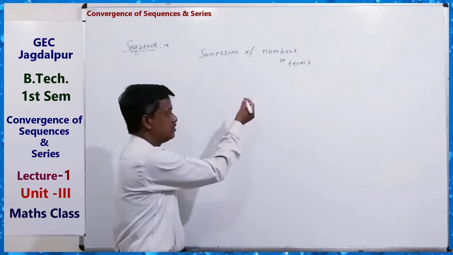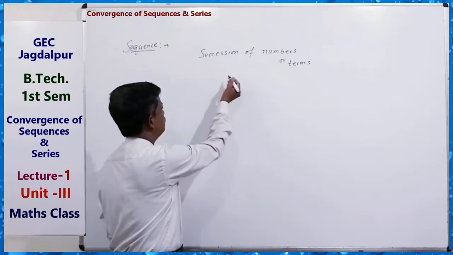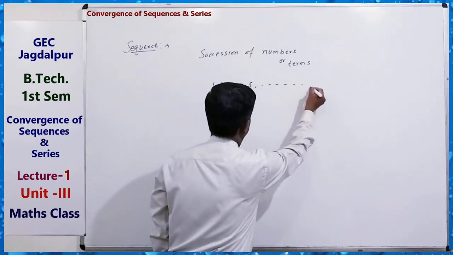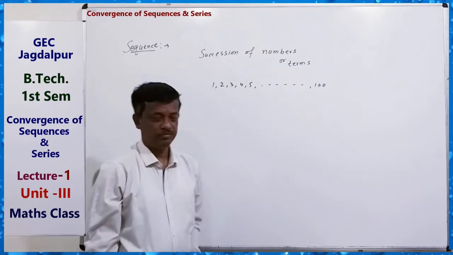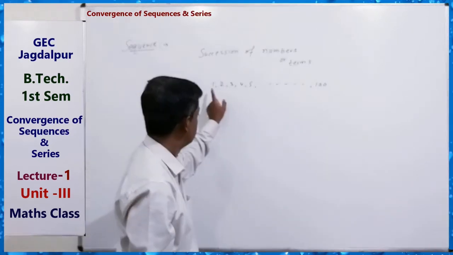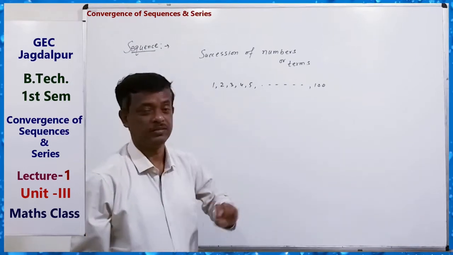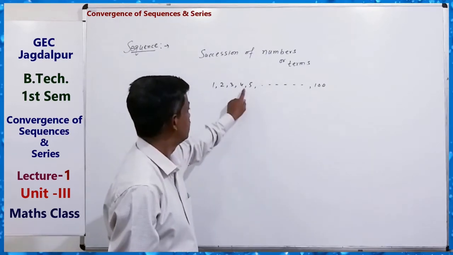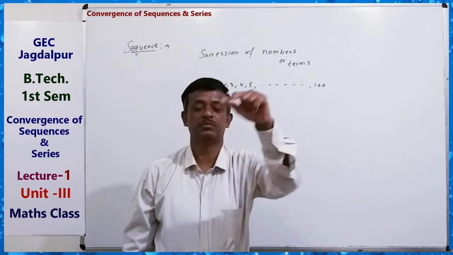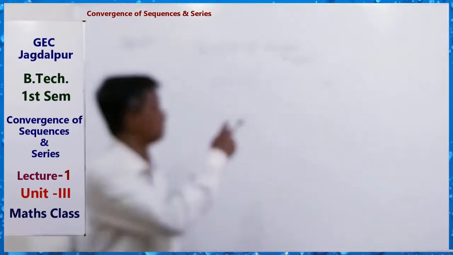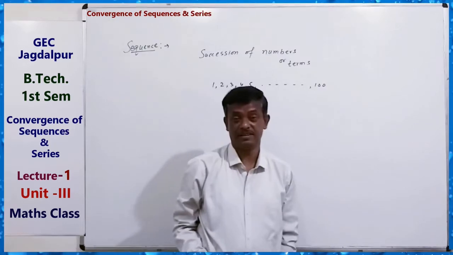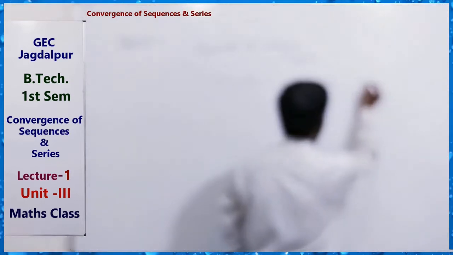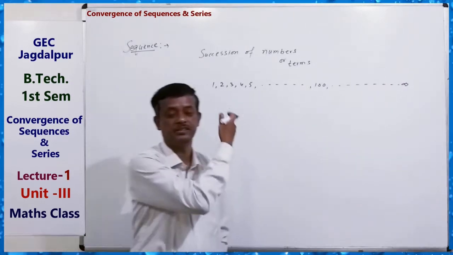Just like this, suppose 1, 2, 3, 4, 5 and so on up to 100. These are numbers following some rule, that is, each number is one greater than the previous number and the first number is 1. This is a sequence. Here the number of elements is finite, so it is a finite sequence. If the number of elements is infinite, then we can say that this is an infinite sequence.